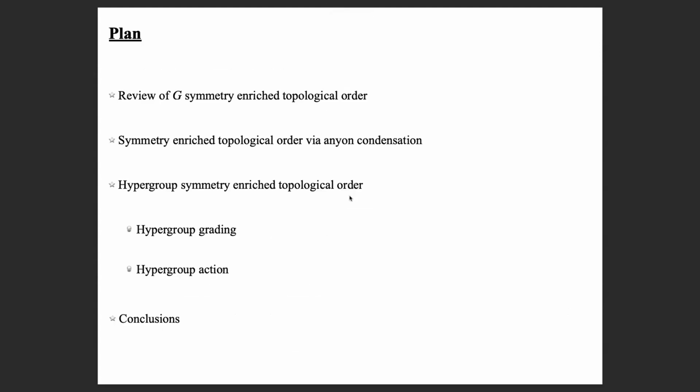So this is the plan. I will just very briefly review group G symmetry enriched topological order and describe how we obtain G symmetry enrichment via anyon condensation, and then move on to this non-invertible symmetry enriched topological order, which, as we will see, is actually described by a hypergroup. I will describe what it means to have a hypergroup grading and a hypergroup action, and then I will conclude.